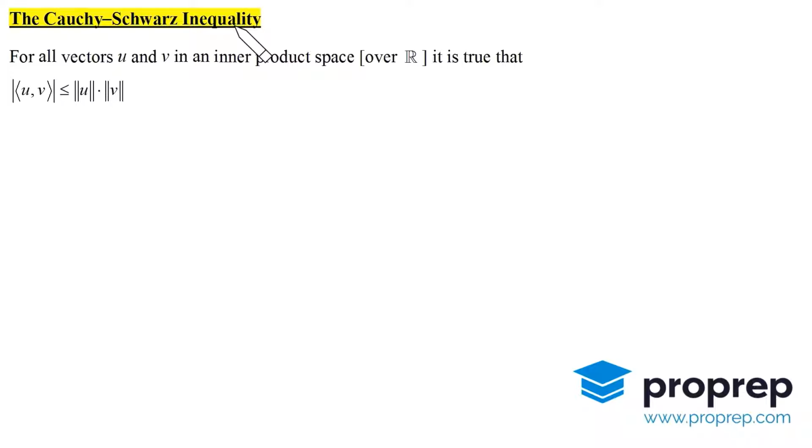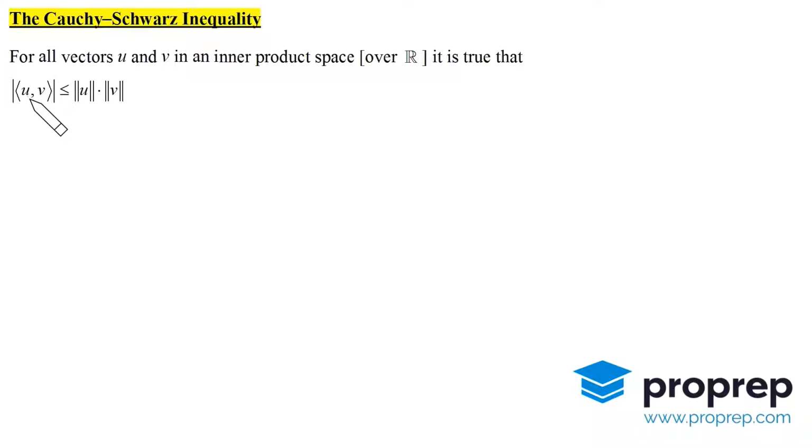And as usual, we are in an inner product space, always over the reals in this course, though there are inner product spaces over the complex numbers. So we'll assume that u and v are two vectors in an inner product space. It's always true that this inequality holds. Now let's look at it closely.